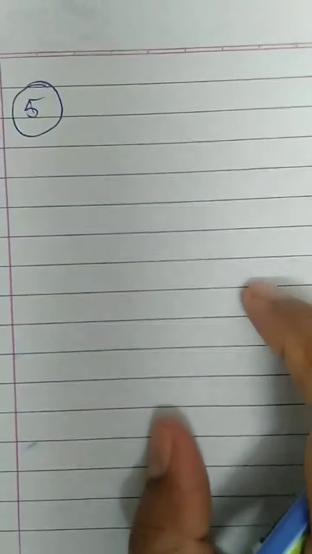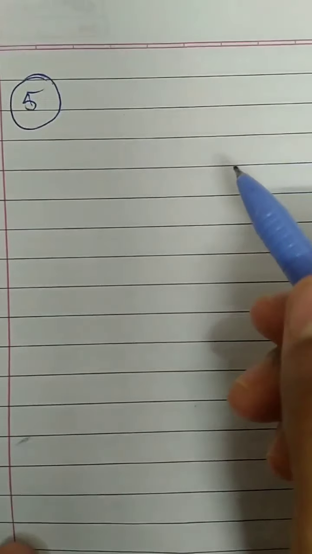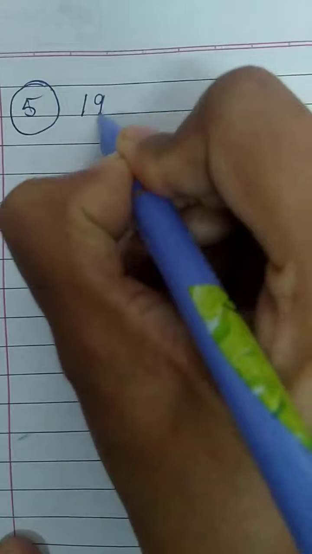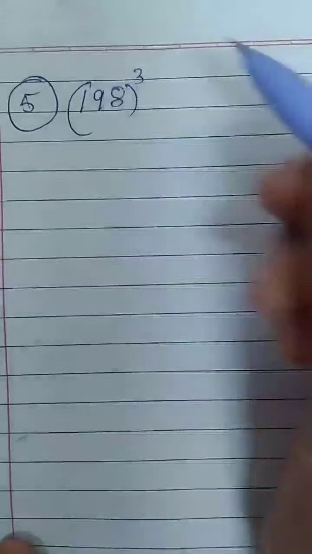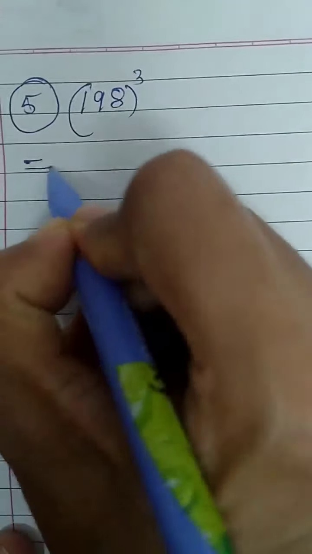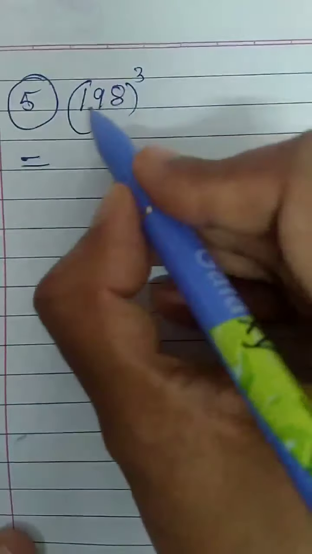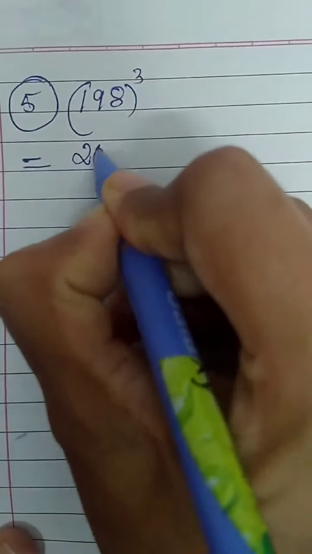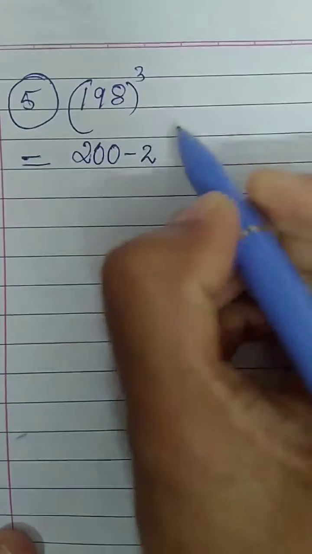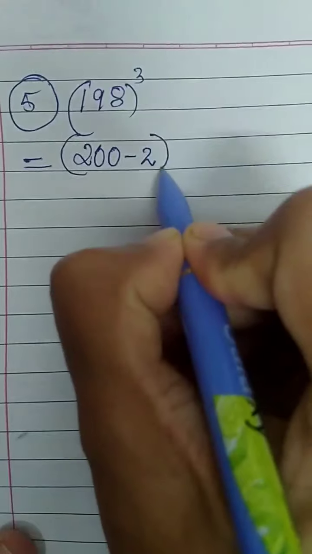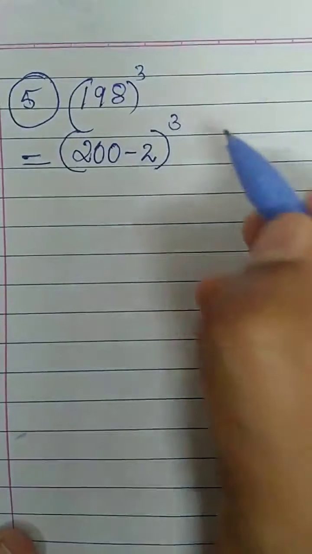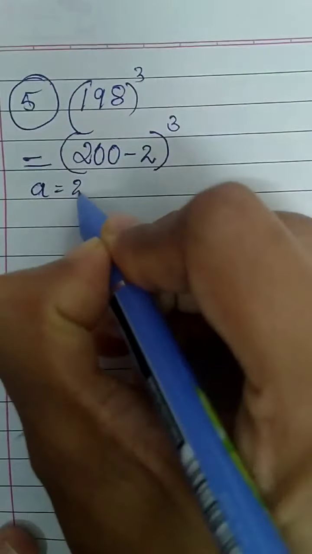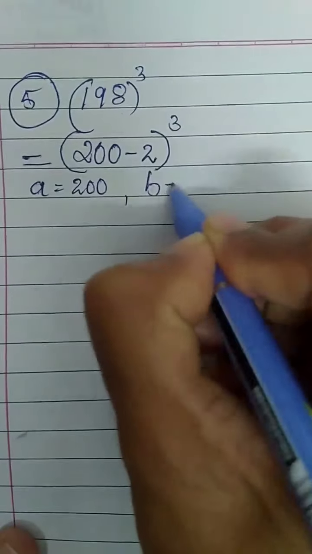Now we have the next sum, that is the fifth sum. The fifth question is 198 the whole cube. Okay, so this can be written as 198; the closest numbers are 199 and 200. So 200 minus 2 will give you 198, and the whole cube. So A will be 200 and B will be 2.